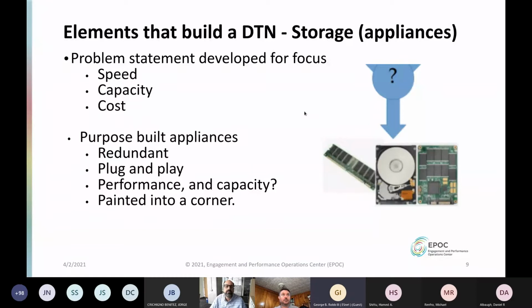Appliances. I want to make a call out to these. They do have a place. There's times where that's all you have. And there's even some large scale facilities that have had to revert back to using appliances.